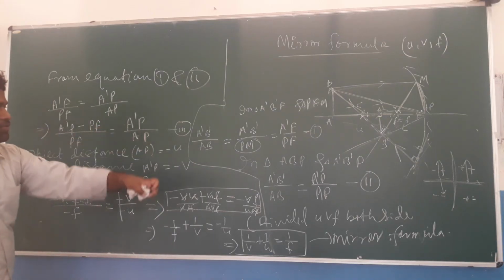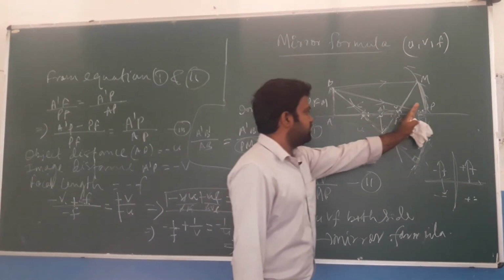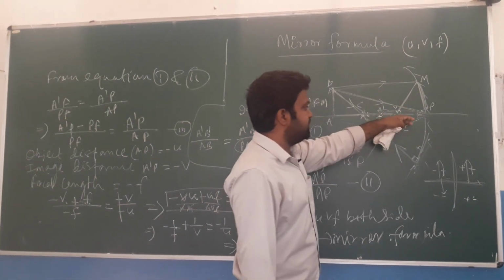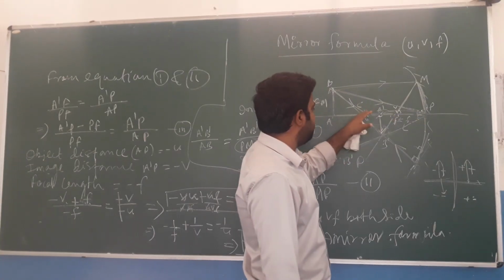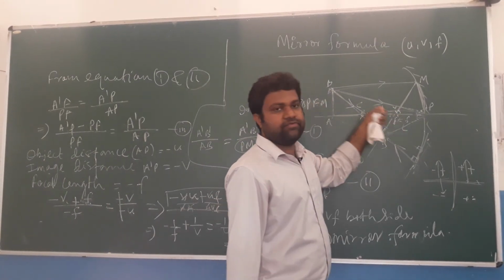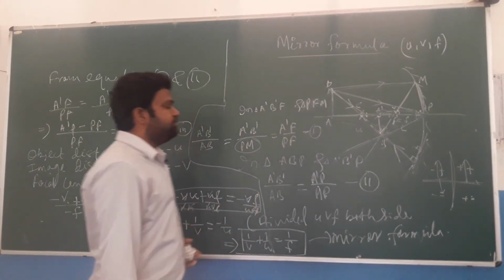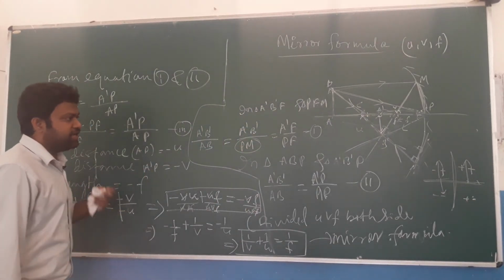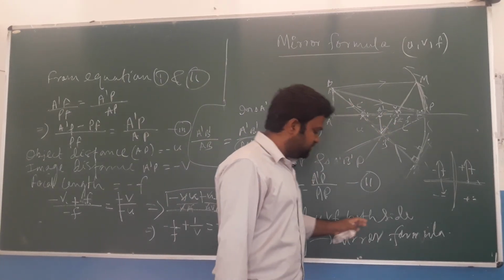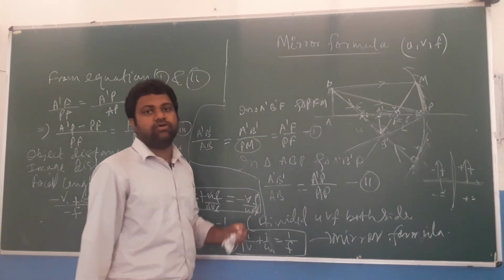So now using that, u, v and f, all the three, in this case for the concave mirror having the object beyond C, are negative. All f, u and v, all the three quantities are negative. And remember this formula is valid for all the mirrors.